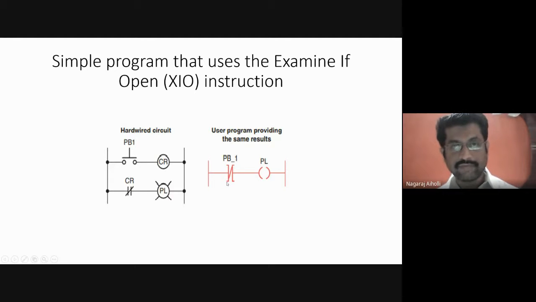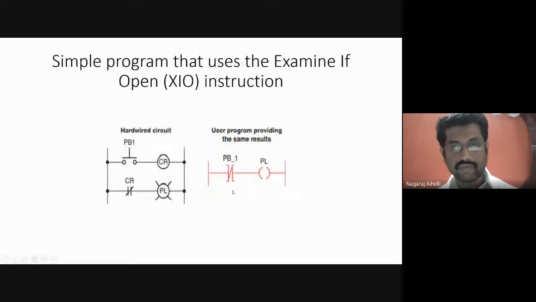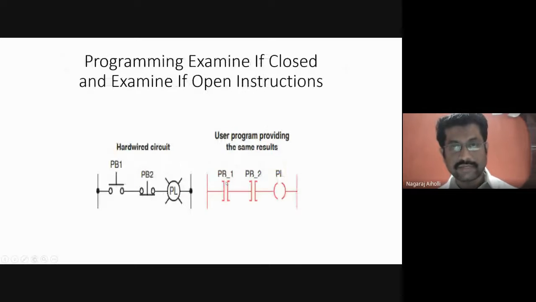Okay, then examine if closed. This is examine if closed. Examine if closed means it is normal. If it is examine if open, there will be a crossed line like this. Examine if closed, that is examine if on. Closed condition, the switch is closed, so it is on state. Current is flowing. Correct. This is the symbol.